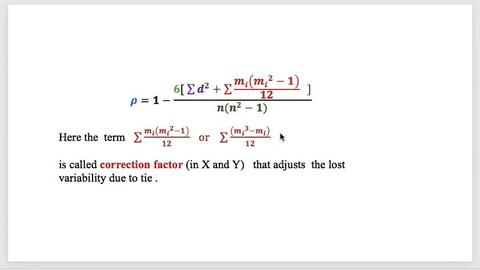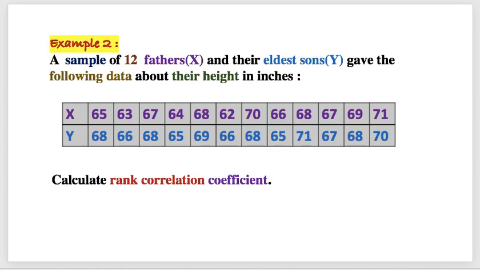Rest are the same values, and this term which we are adding with the d square sum is actually known as a correction factor. If both variables have a repeated entry, they will automatically get some value, and this is the adjusting factor, because due to the average ranking there must be a loss of variability due to the tie, so it can be managed by adding this term. So let us see with the help of an example.